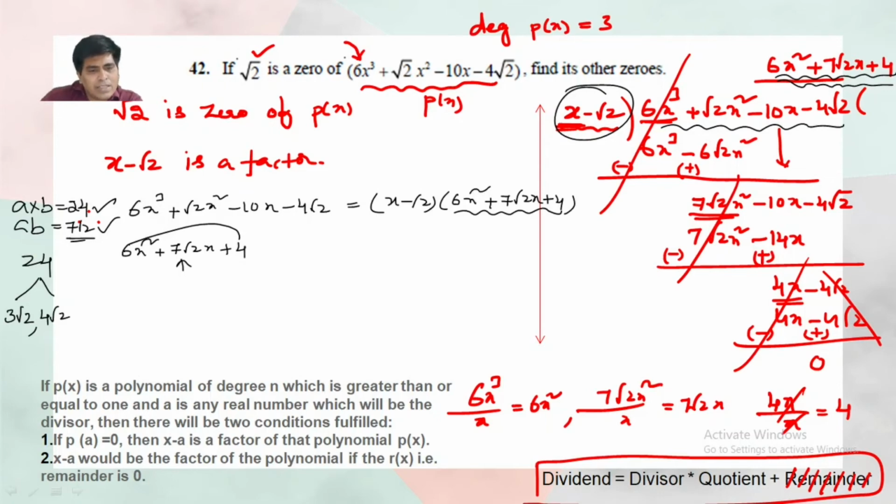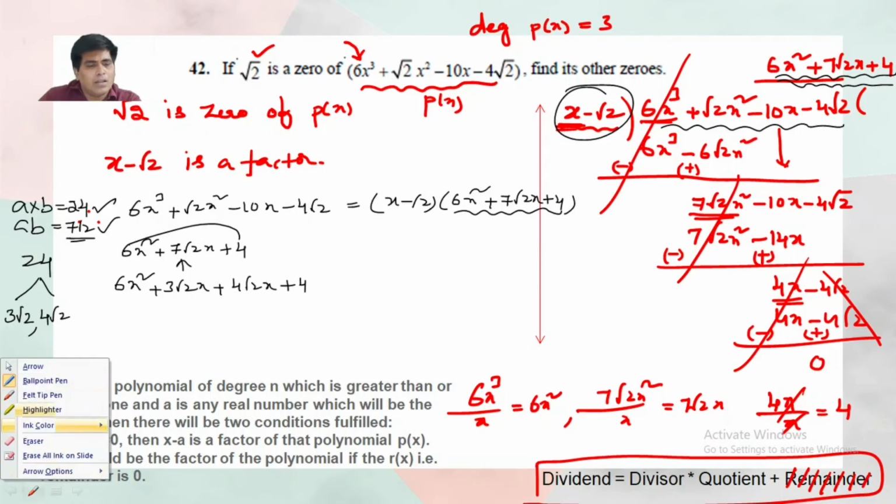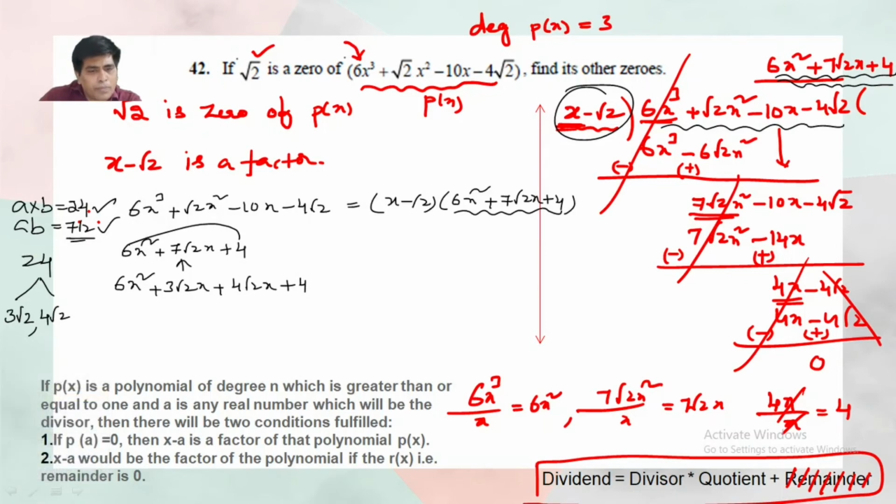We can split it easily. This pair will satisfy this factorization. 6x square plus 3 root 2 into x plus 4 root 2 into x plus 4. What have I done? I did not do anything, I just split the middle term, 7 root 2, as 3 root 2 and 4 root 2 according to the conditions.